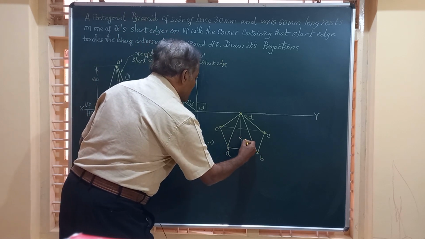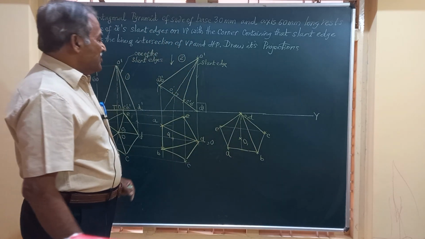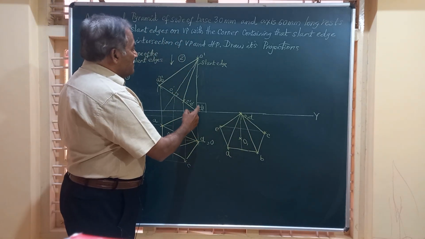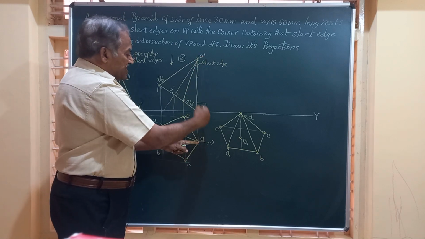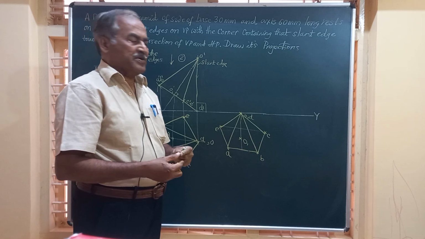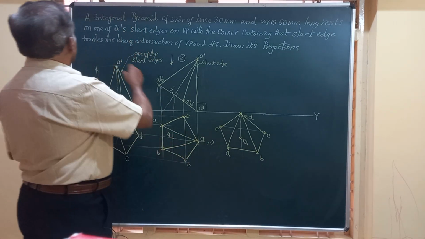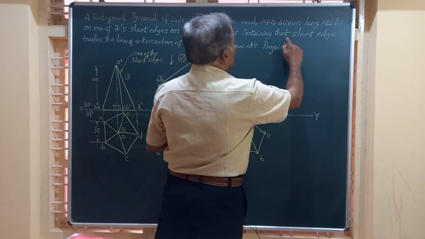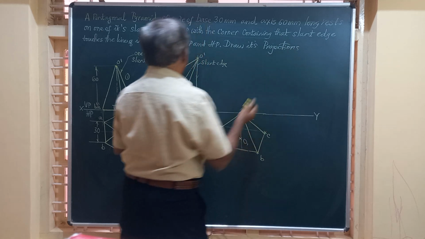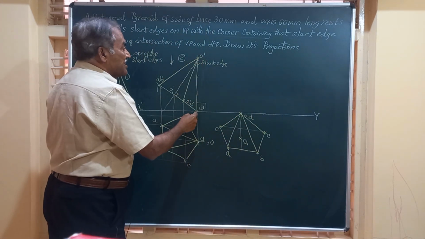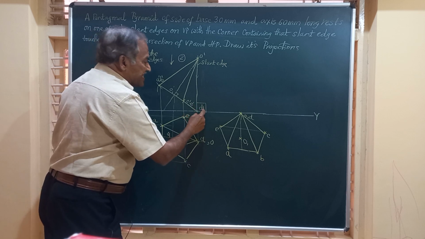So this is O1. This will give you the axis of the solid. So what is that we have done? This OD, the slant edge is here. It is seen as a point here because it is perpendicular to HP. And as per the problem, the slant edge, see the corner containing the slant edge. The slant edge is OD or O dash D dash. The corner containing that is D dash.